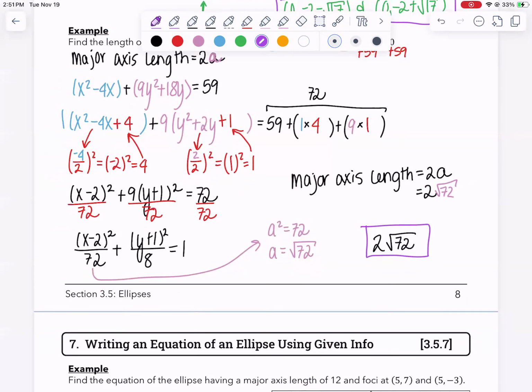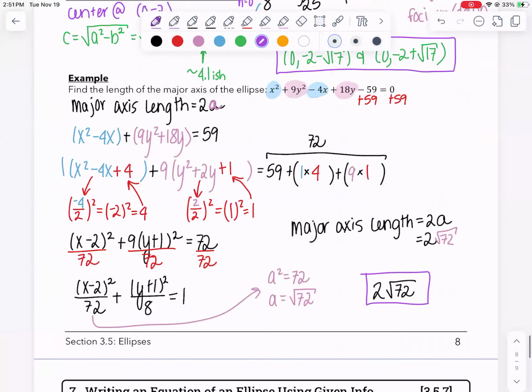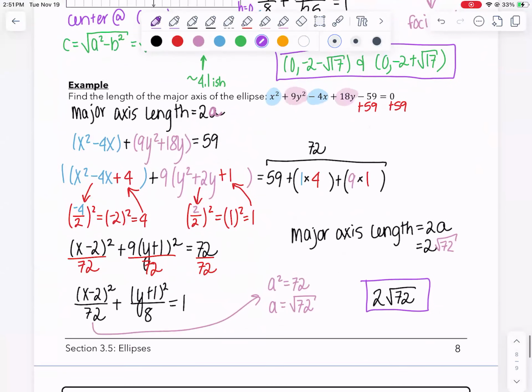So it's just a game of complete the square and then get info off of your standard form. All right. That's the last part of general form here. Last bit is going to be writing an equation of an ellipse using given info, and we'll be doing that one in the next video. I'll see you then. Bye.